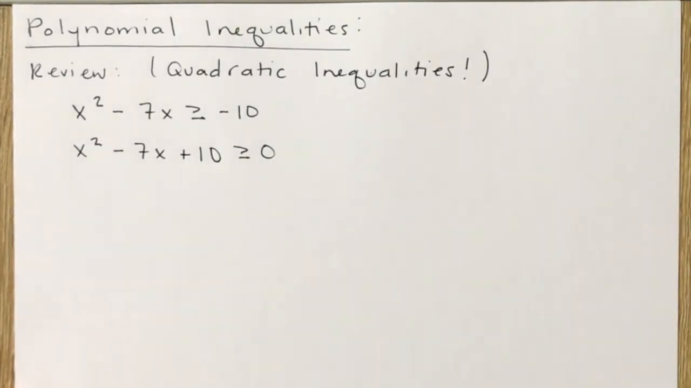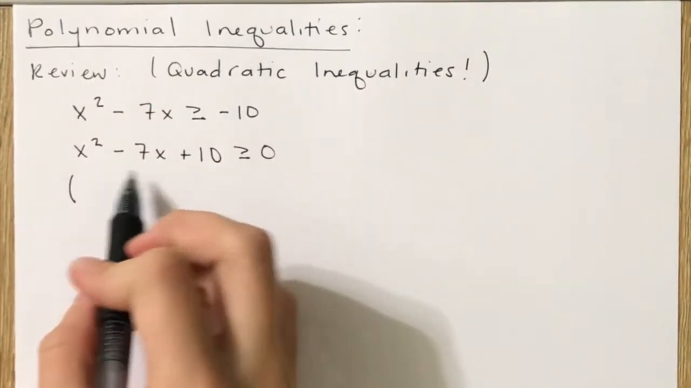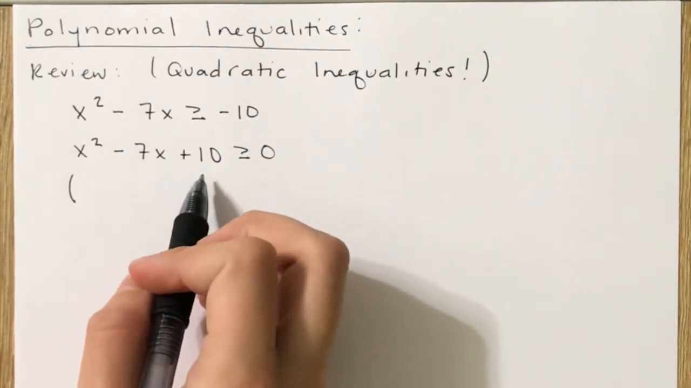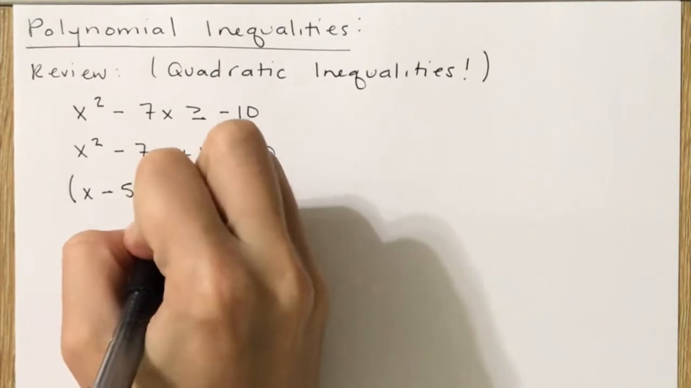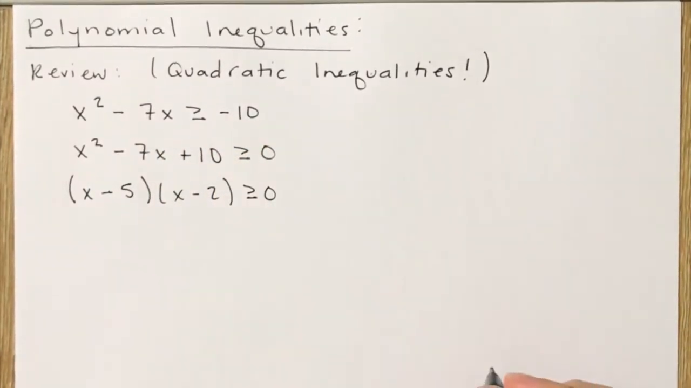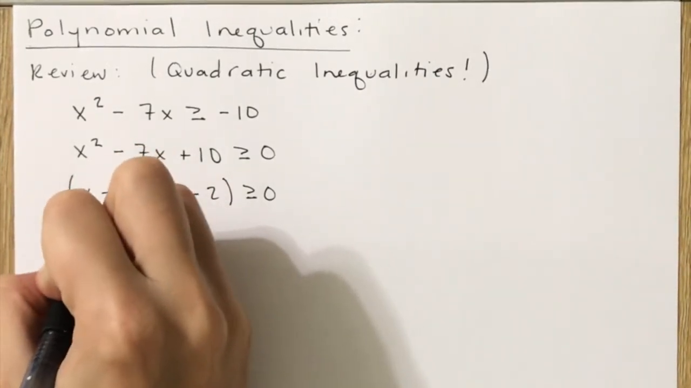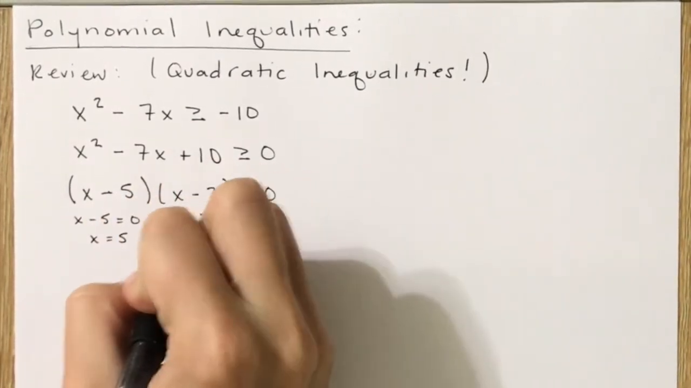So what are the roots of this function? Well, we can factor to figure them out. So we want something that adds up to negative 7 and multiplies to positive 10. Sounds like that's going to be x minus 5 and x minus 2. Still greater than or equal to 0. Now we use that to find our roots. Of course, this means that we have a root of 5, and this means that we have a root of 2.